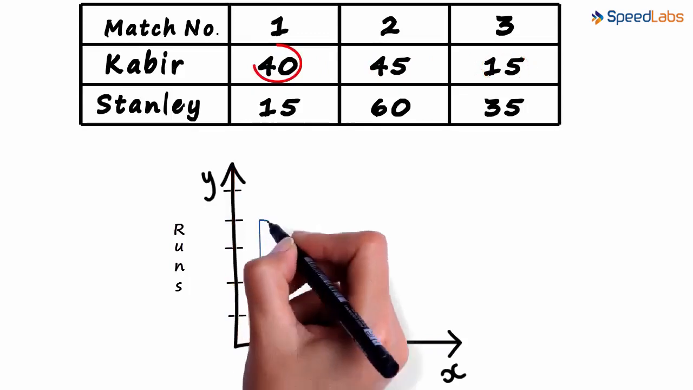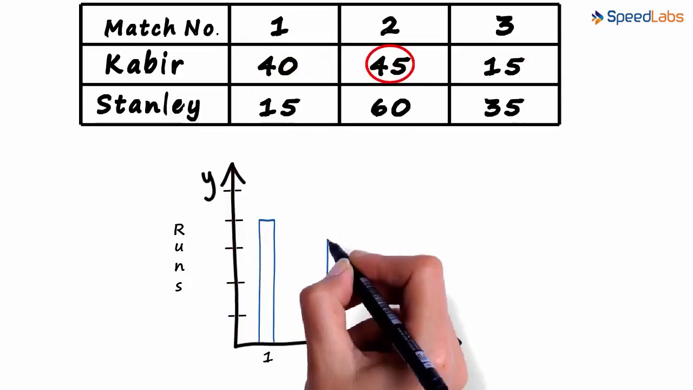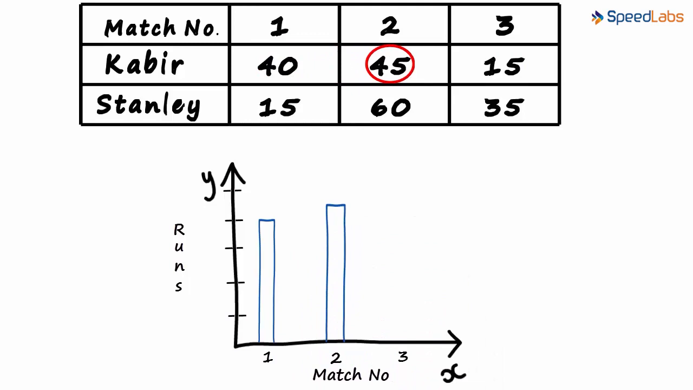Let this be the bar for 40. The bar for 45 will be a little taller. And this bar is for 15. The blue bars represent Kabir's performance. Let's draw red bars to represent Stanley's performance.